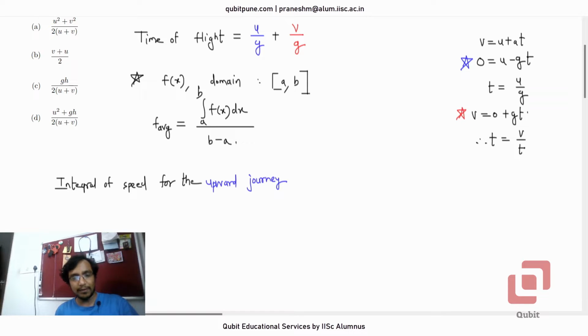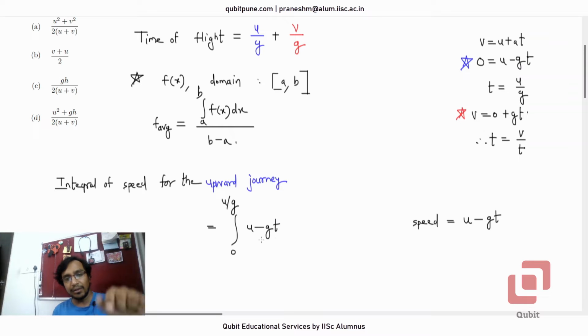So how long is this upward journey going to last? This journey is going to last for time u by g, that's the time that we have calculated. The speed is going to be a decreasing function of time, please note that. The speed will be the initial speed, that is u, minus gt. So this will be our integrand here. Please note this integrand is applicable only for the ascent part.